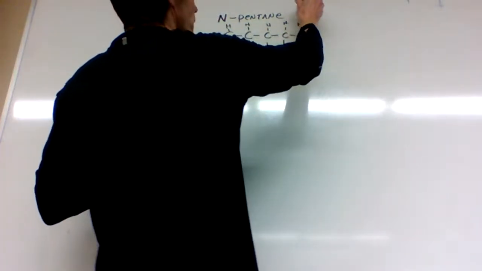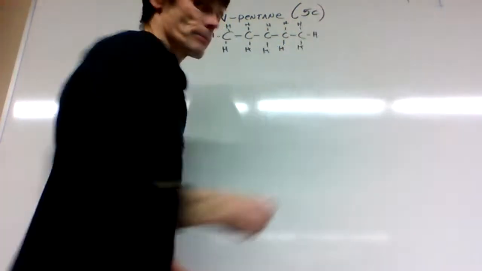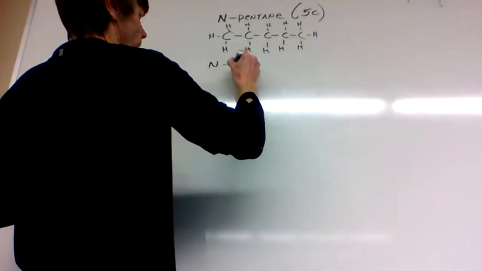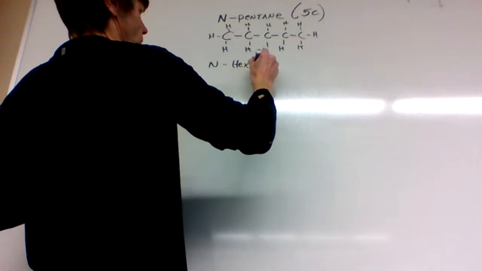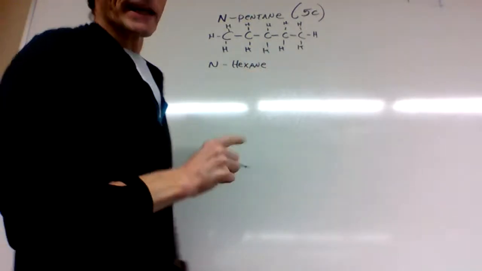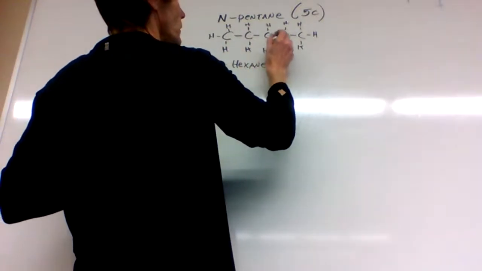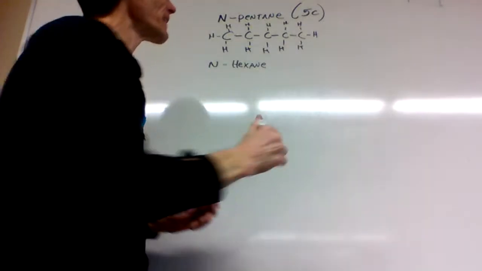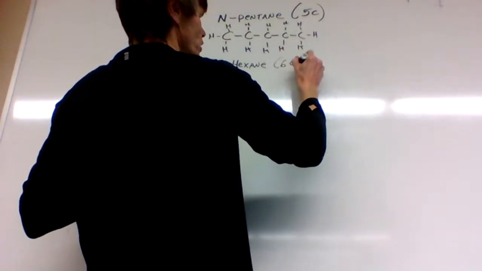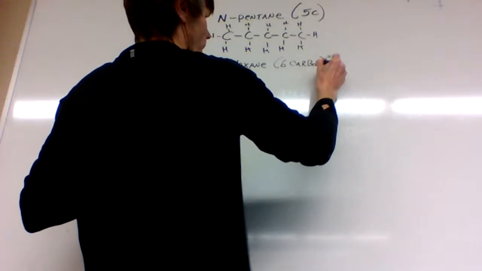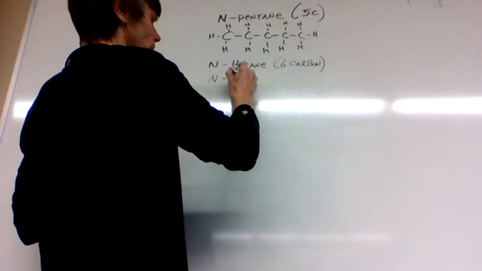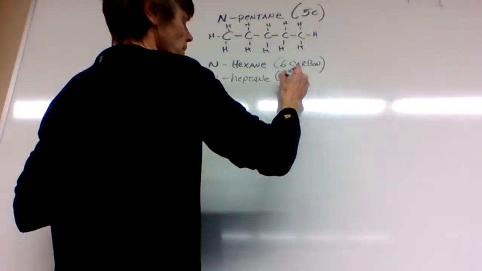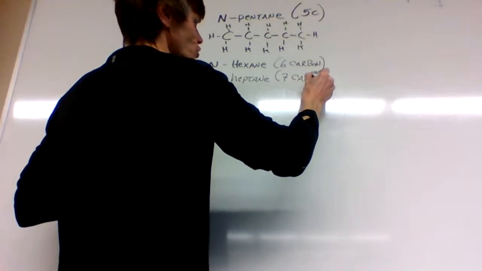So that's N-pentane. It's a 5-carbon chain. N-hexane. Well, I could sit here and draw the picture, but it's simply one additional carbon on that chain. So it's a 6-carbon chain. And we also have N-heptane. N-heptane has 7 carbons on its chain.